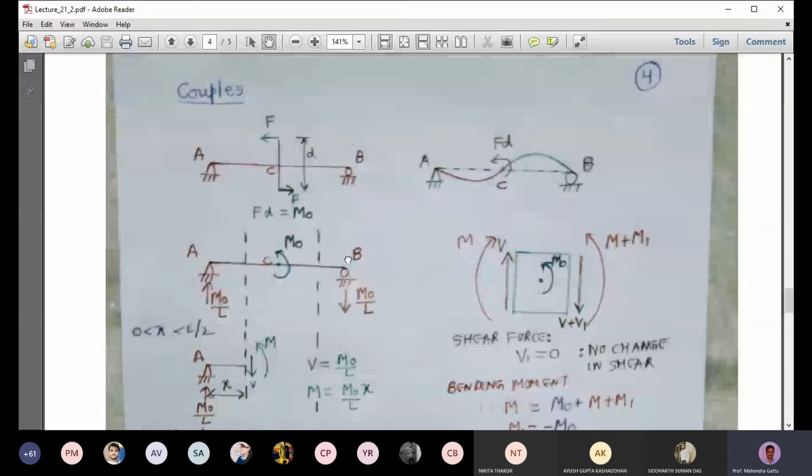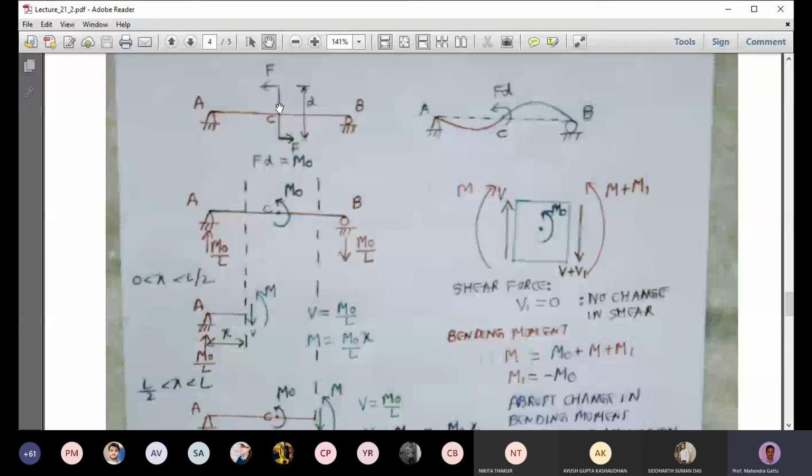Now we'll draw the free body diagram for a small segment just around that point C. Let's assume this is point C, and at point C we have that couple M0. To the left of the section we have our shear force V and bending moment M. To the right we have our shear force V plus V1 and M plus M1. V1 represents the change in the shear force, and M1 represents the change in the bending moment.